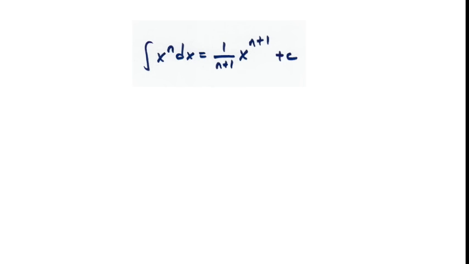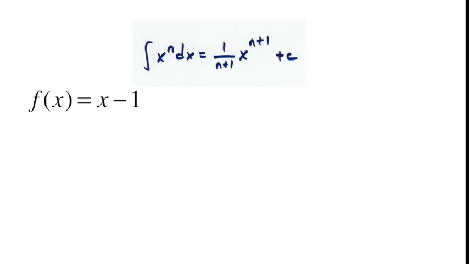You may want to remember this formula here. If you're looking for the integral of a monomial x to the power of n, for example x to the power of 7, then the integral is going to be 1 over 8 times x to the power of 8, plus the constant of integration. Never forget that. Let's see a short example.